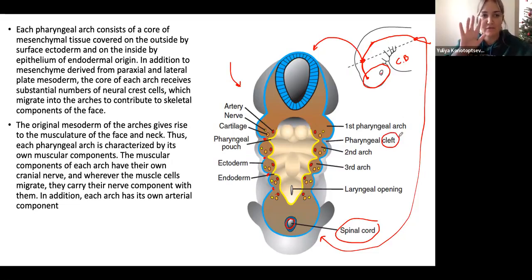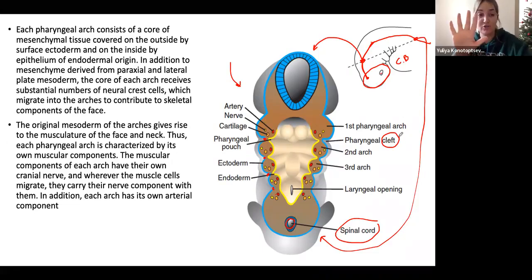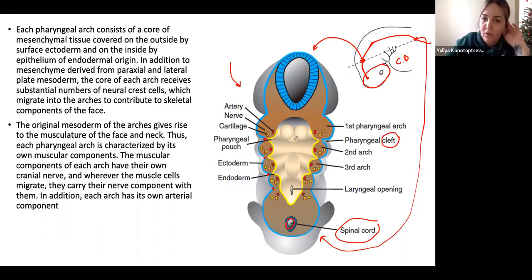So if you have 5 pharyngeal arches, how many pharyngeal clefts are you going to have? 4. So this is 5 pharyngeal arches. Count the deepenings between them. 1, 2, 3, 4. So you're going to have 4 pharyngeal clefts.